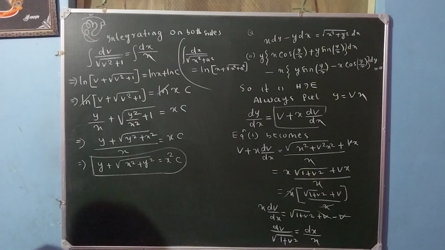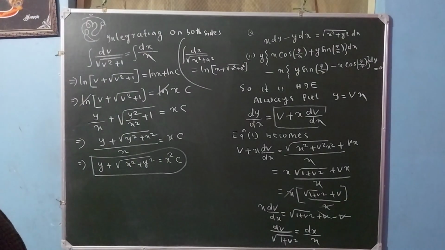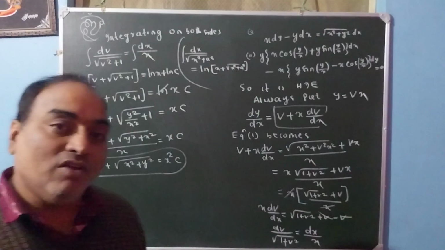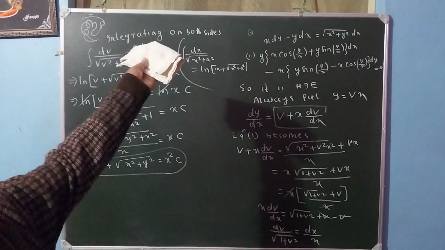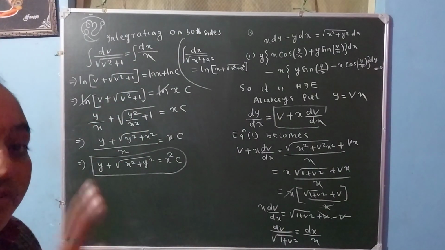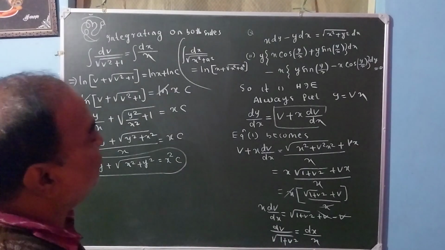Very important question, must come in examination. So you have to remember these procedures. First of all, you have to check the homogeneous differential equation. Put always y equal to vx, separate the variables, integrate on both sides, supply suitable constants, and simplify as far as possible. These are the procedures for the homogeneous differential equations.